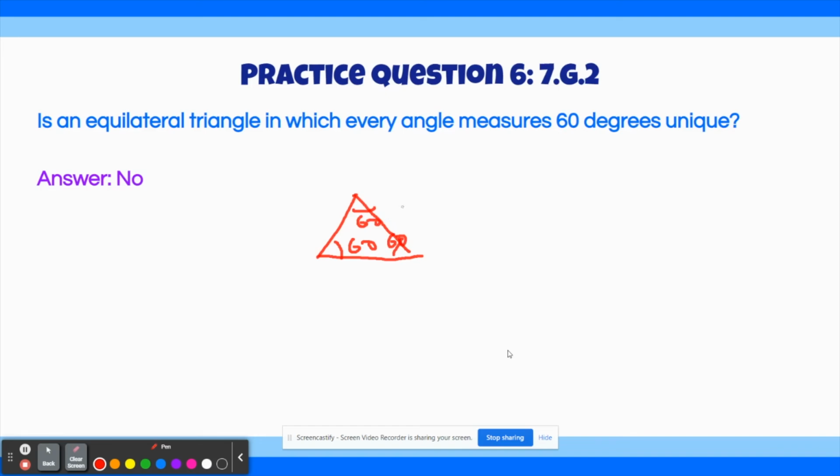For example, this could be 1, or it could be 2, or it could be 3, and all of the side lengths could be changed, and we would still have a triangle where all the angles measure 60 degrees. So no, it is not a unique triangle.